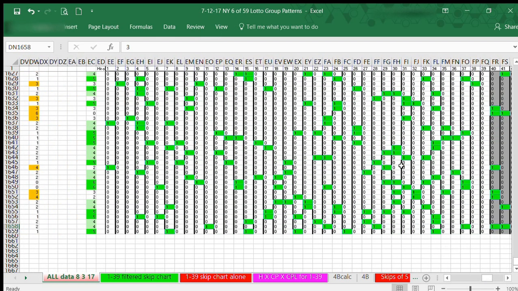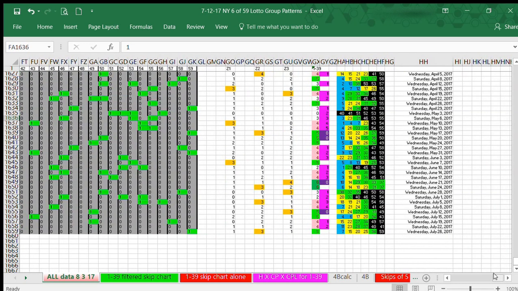This is also a drawing since hit chart. It doesn't have the days. It just shows a 1 when the number scores. So here's 23. This is 1, and then 8 drawings later, it hit again.